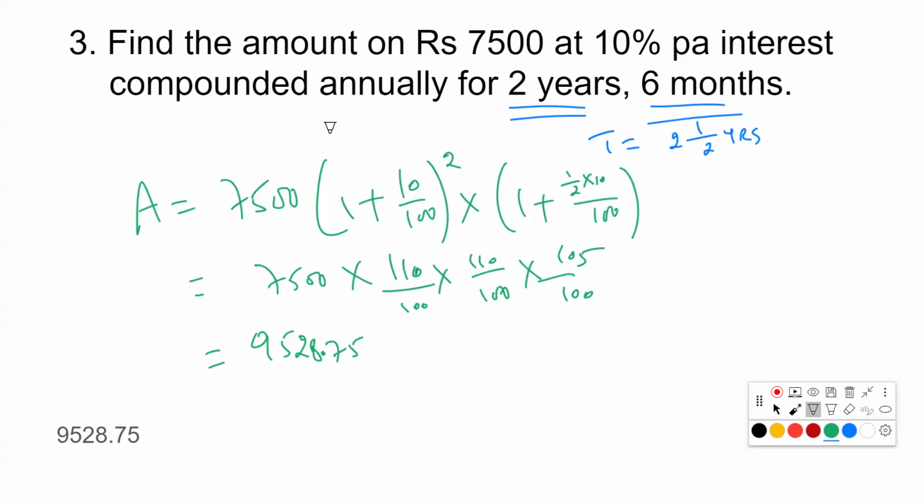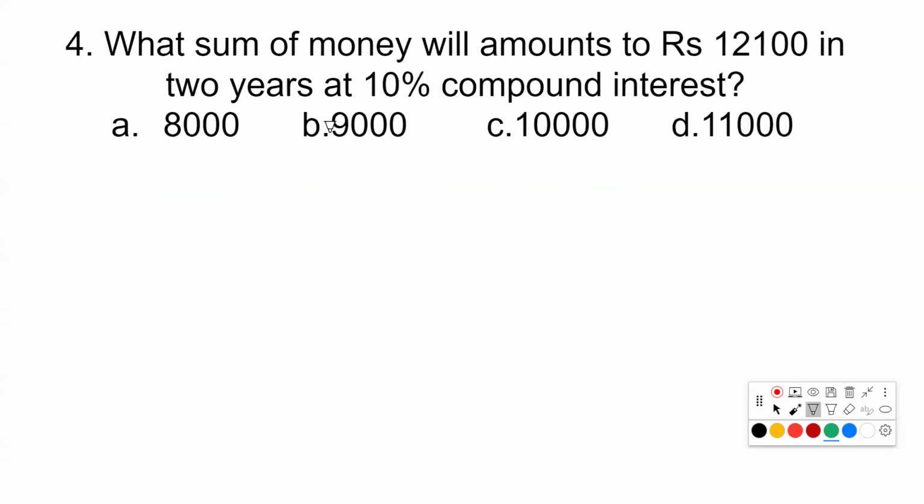We will do one example of a couple of questions. I have a question where we'll discuss simple interest and compound interest. Okay, so let's move forward. Now try this one, the fourth one. What sum of money will amount to 12,100 in 2 years at 10% compound interest? So here amount is given, you have to calculate principal.